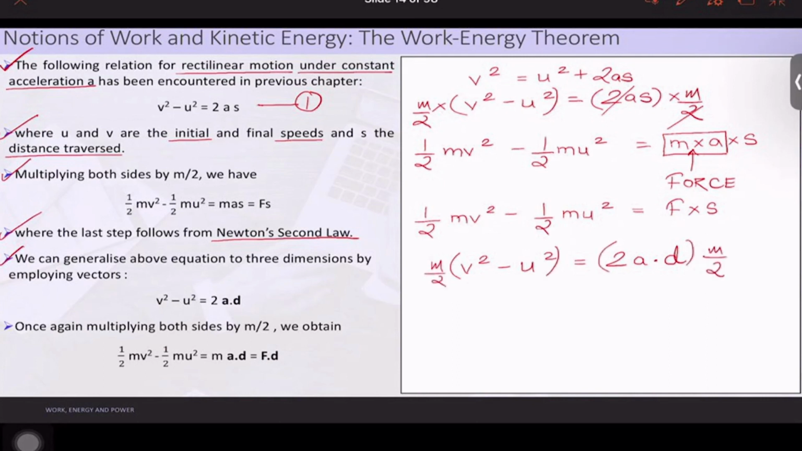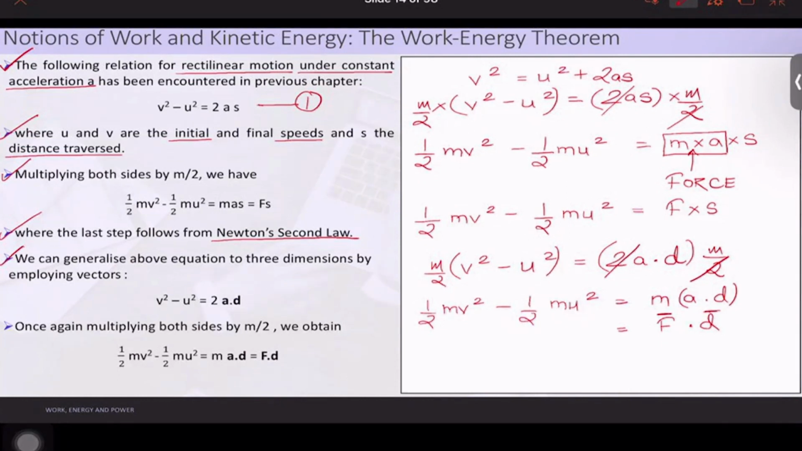So that is nothing but equal to half m b square minus half m u square is equal to, this 2 and 2 will get cancelled. It is nothing but m into a dot d. M into a will give you f dot d. Okay, so only a dot d is a vector here. Therefore, we got that f dot d is the vector representation being explained here.